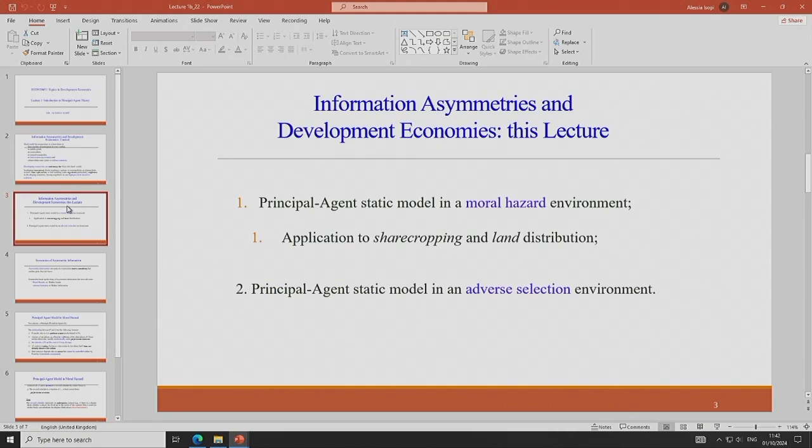The model that we will be working with is a principal-agent static model in a moral hazard environment. So we won't be looking at dynamic modeling. We might discuss some of the implications, especially when we do the tutorial, but we will keep it very simple. And the other model that I would like you to see and to study is the principal-agent model with adverse selection. Can you tell me the difference between these two types of asymmetries? What's a moral hazard and what's an adverse selection type of asymmetry?